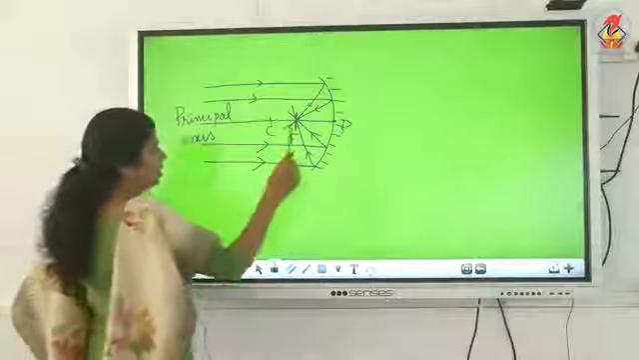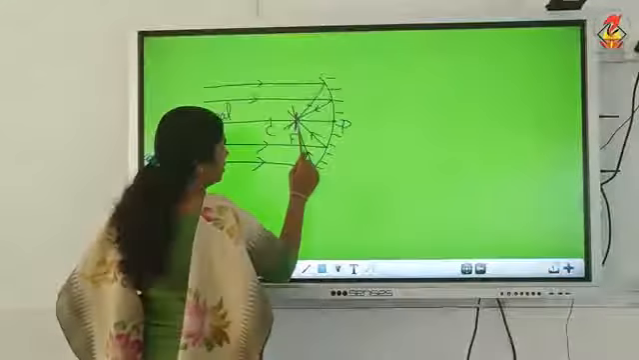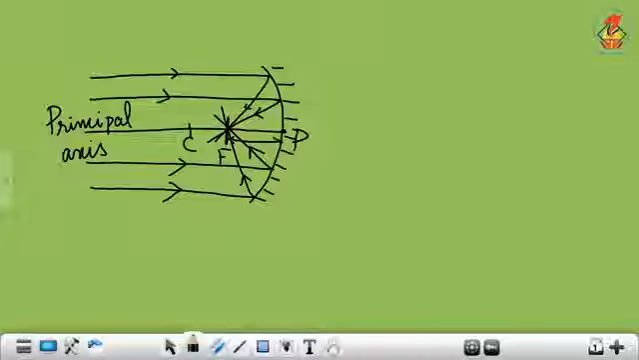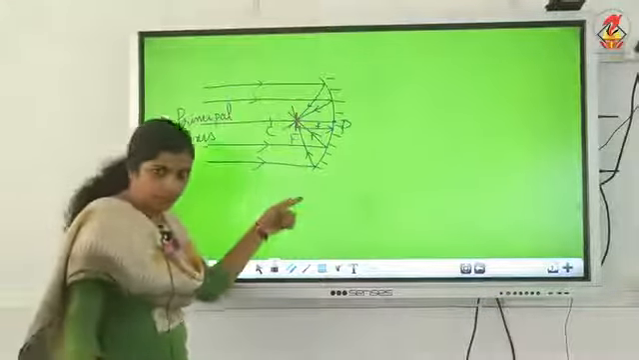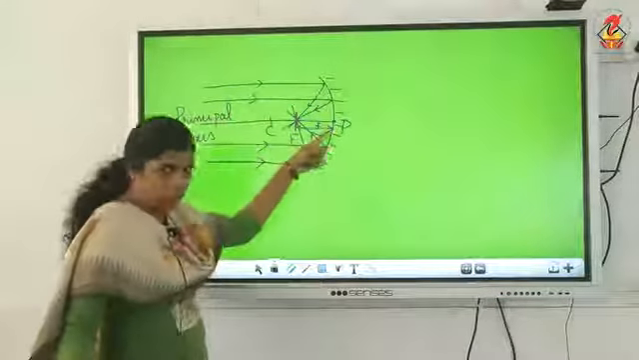Now, the distance between the principal focus and the pole is known as the focal length. It is denoted by the small letter f. That distance is known as the focal length of the concave mirror.